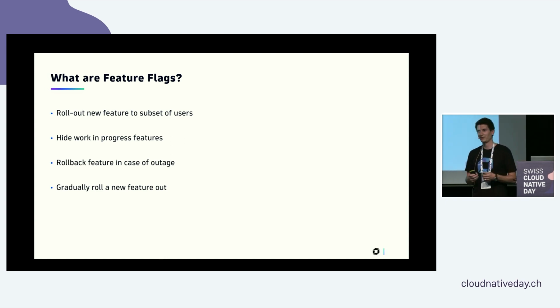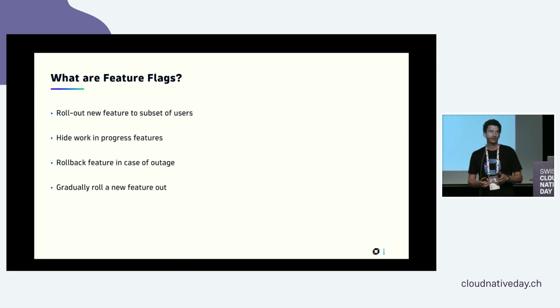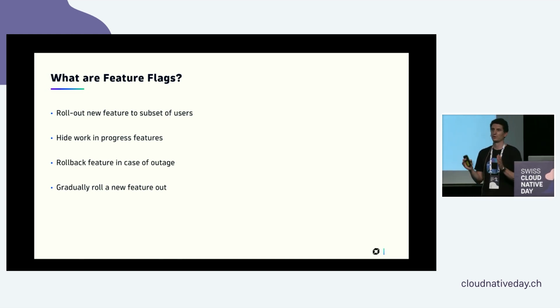Also, an important aspect: if a new feature is introduced and it causes some issues, you might be able to roll that back. Just disable the feature flag to avoid any issues without having to do an emergency redeployment. And you can also gradually roll out a feature, as mentioned in the first point. You could roll out based on geography, or to only 50% of the users, and then increase that percentage.